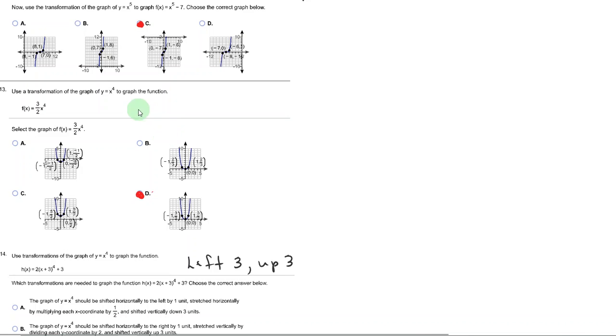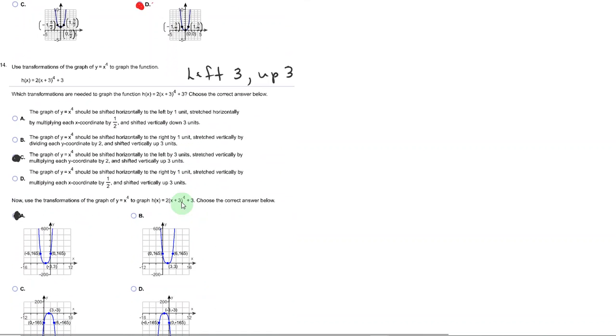Number 13, x to the 4th, which looks kind of like a parabola. It's just flatter on the bottom. And so it didn't move horizontally or vertically, but it did get changed here. The number out here affects the y value, gets stretched. So this one is -1 3/2, and this one is 1 3/2. So the y value got multiplied by 3/2.